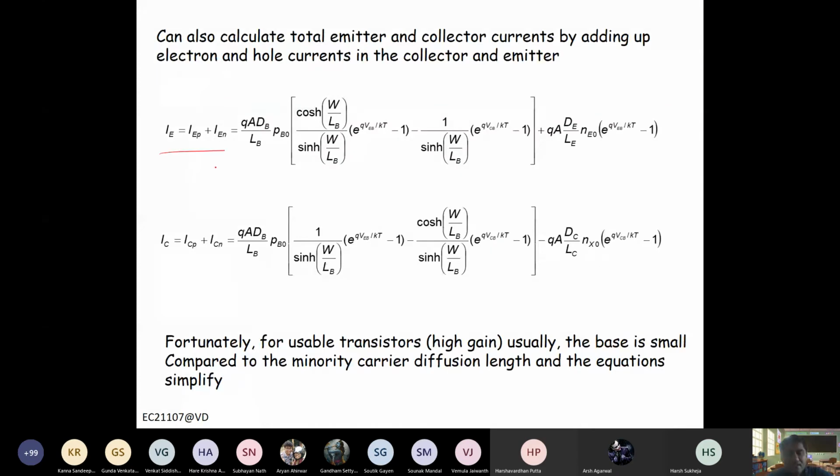IE is IEN plus IEP. This you please write down somewhere, so when I ask a question, you can refer to this equation. Here IEN is due to injected electrons. IEP is basically the sum of these two terms, due to base emitter bias and due to base collector bias. Similarly, ICP has terms due to base emitter bias and base collector bias, and ICN is basically a single term here.